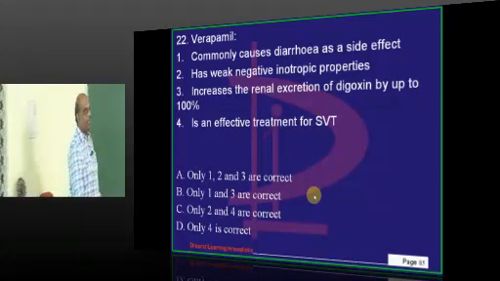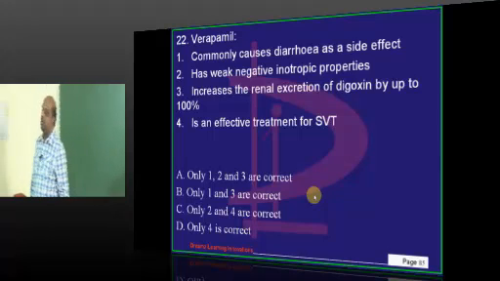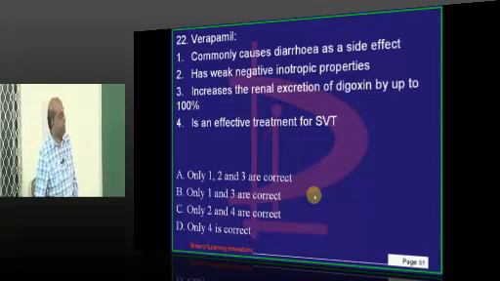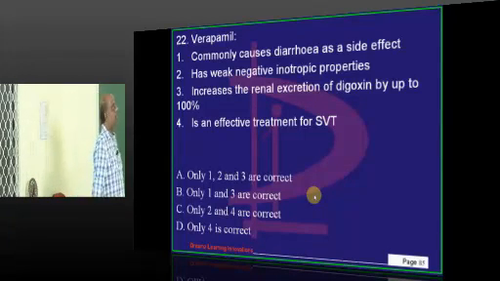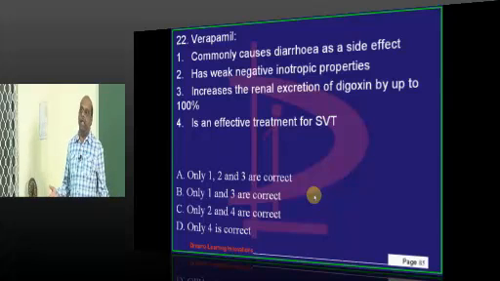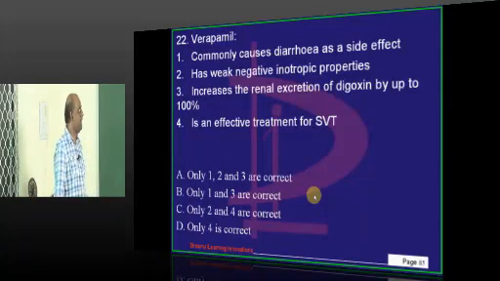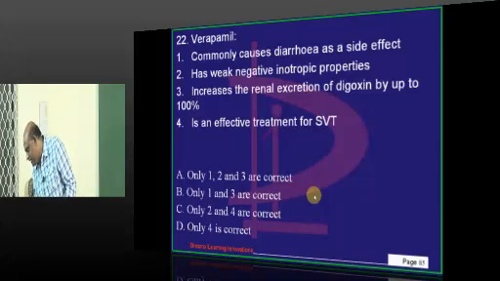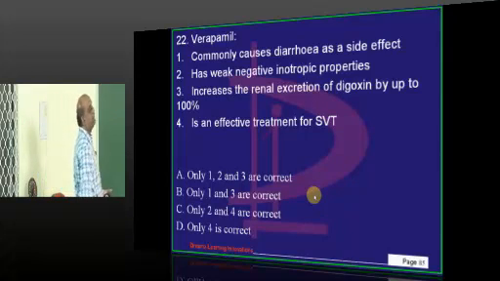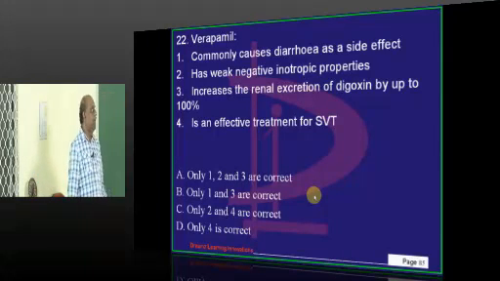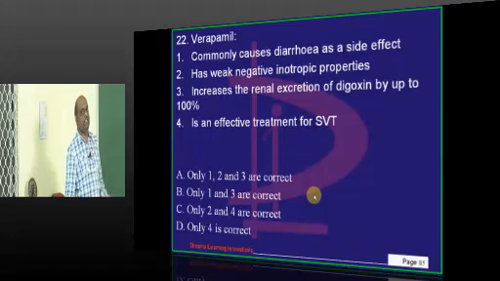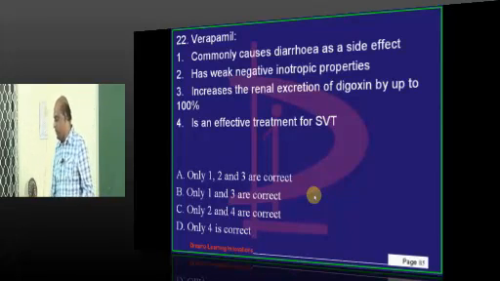Okay, let's take up question number 22. Verapamil, what is your answer, doctor? Verapamil is one of the subgroups of calcium channel blockers. So, will it lead to diarrhea or constipation? Is it useful in SVTs? Does it have any negative inotropic property like any other calcium channel blocker? Question number 22. What is your confident answer?